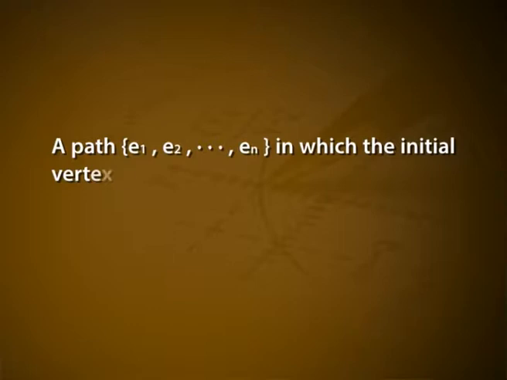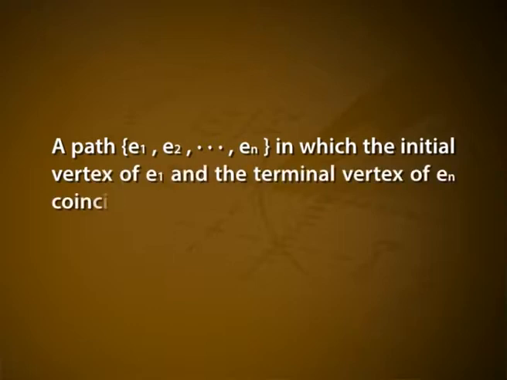A path {E1, E2, ..., En} in which the initial vertex of E1 and the terminal vertex of En coincide is called a circuit. A circuit in which none of the edges are repeating is called simple. If none of the vertices are repeating, the circuit is called elementary. We can as well describe the paths and circuits as sequences of vertices and edges.